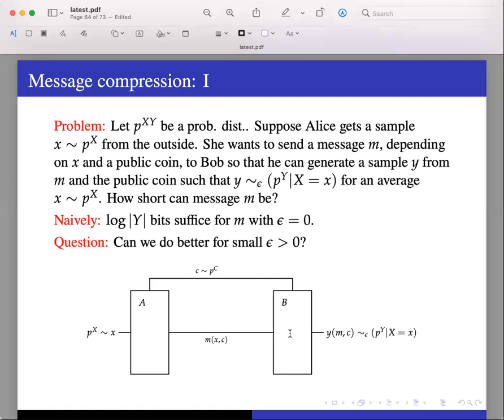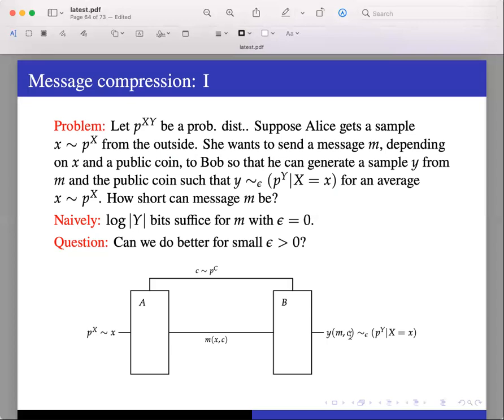Now Bob gets this M, and Bob can also see the coin C. So he decodes. Bob generates a sample Y from M and the public coin. So this is a deterministic function, Y(M,C). Again, Bob could have used private coins, but by the same argument, the private coins of Bob can be pushed into the public coin. And Alice may choose to ignore it. Fine. So M(X,C) is a deterministic function of X and C. Y(M,C) is also a deterministic function of M and C.